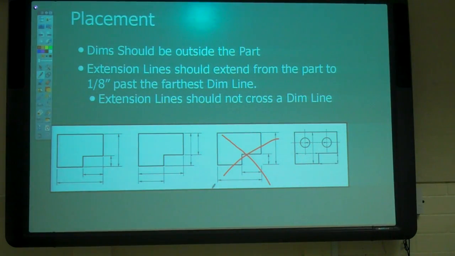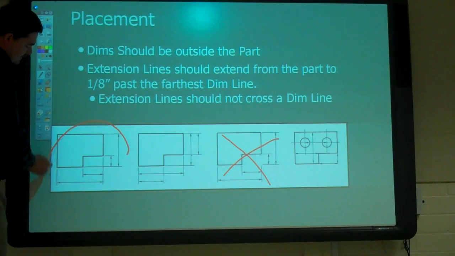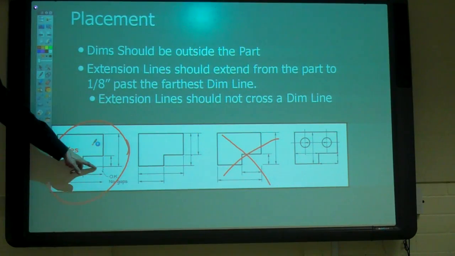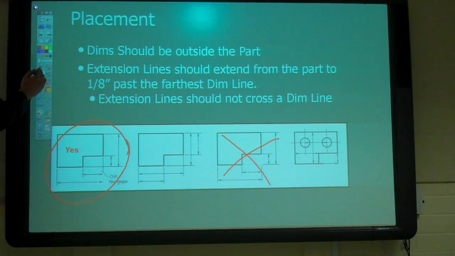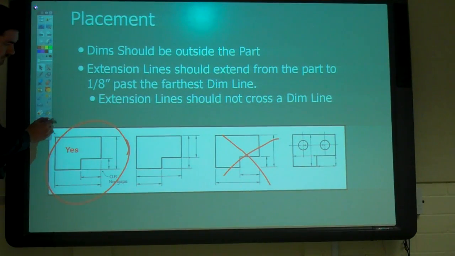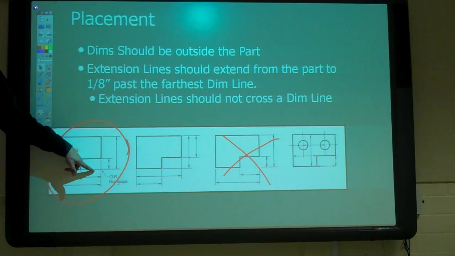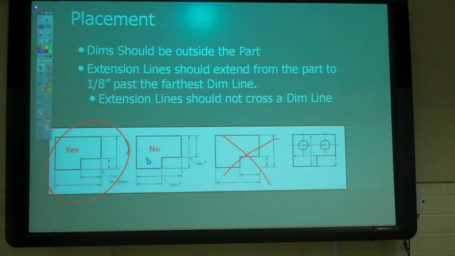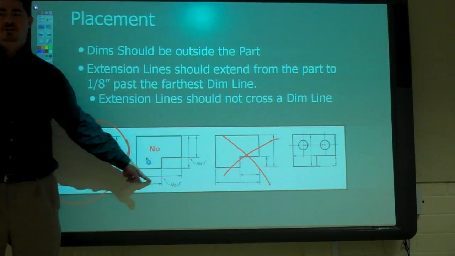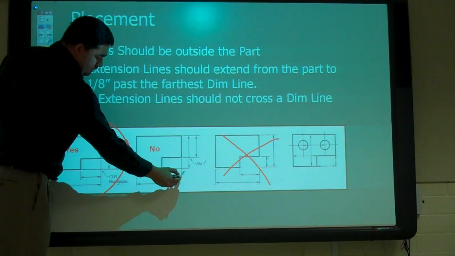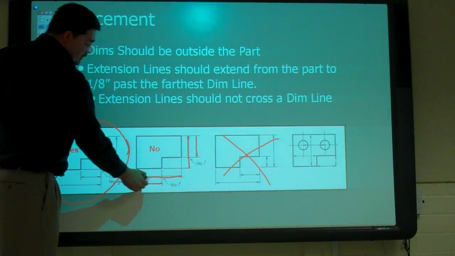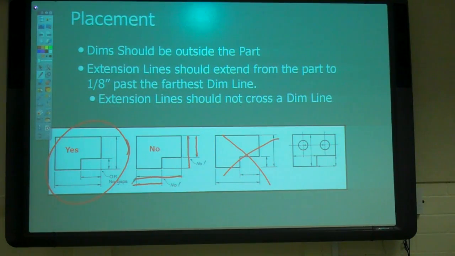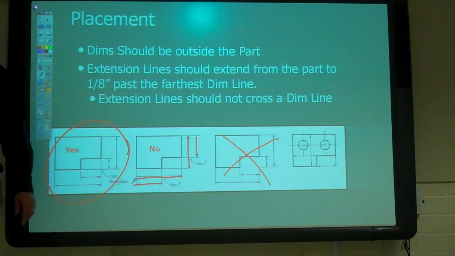So now which one looks best? Second one. Yeah, the first one. That's our guy. That's fine. Extension lines can cross each other, no problem. Over here, we don't want our dimension lines crossed. The dimension line here, dimension line there, nothing should cross those lines. Ever. Or almost never. If you can rearrange it so you don't have to cross them, that's the better way to do it.